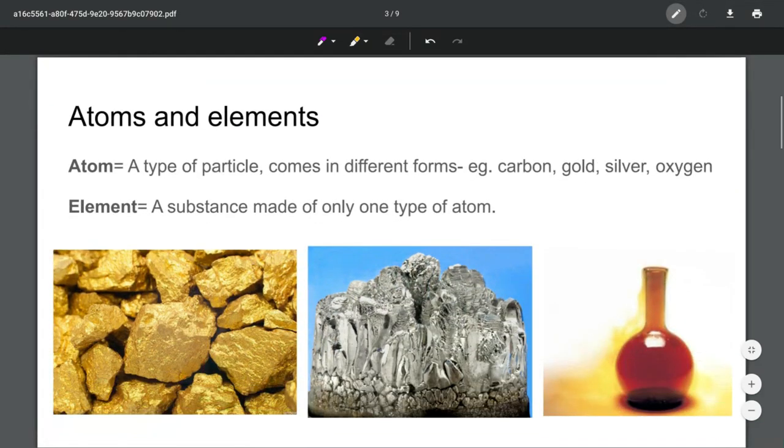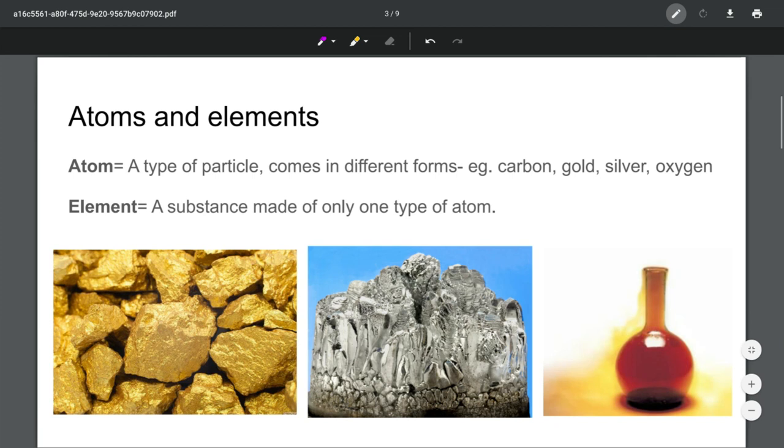Okay, so let's kick off. We have got 2 words here: atoms and elements. So an atom is a type of particle. Okay, I'm sure you've heard the word atom before. You might not understand quite what it is. We're not going to go into detail about what's inside an atom or how atoms are different from one another. But what you need to know really at this point is that they are a type of particle, and they come in lots of different forms.